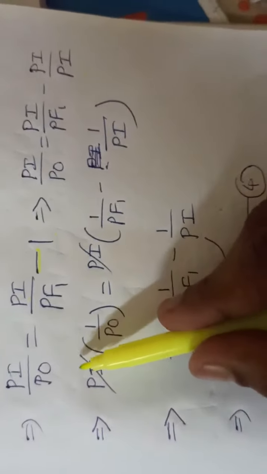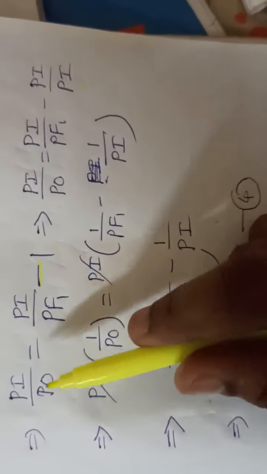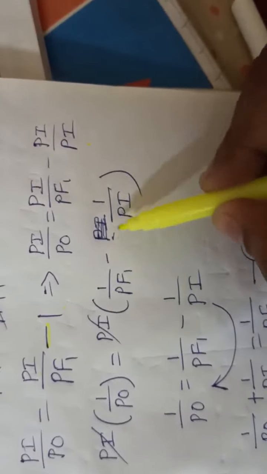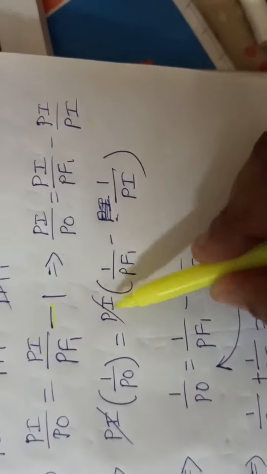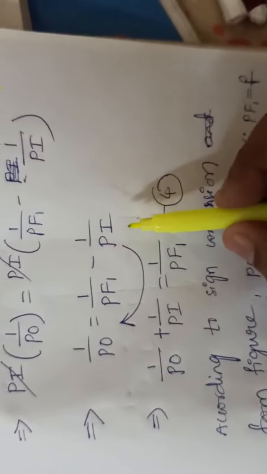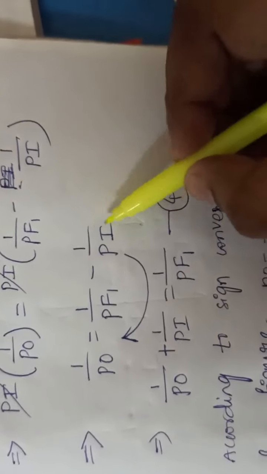So here I am taking PI common. So 1 by PO we got, because I am taking PI common. Here also PI common I am taking: 1 by PF1 minus 1 by PI. So PI from the left hand side and right hand side will get cancelled. So we got finally this one: 1 by PO is equal to 1 by PF1 minus 1 by PI.